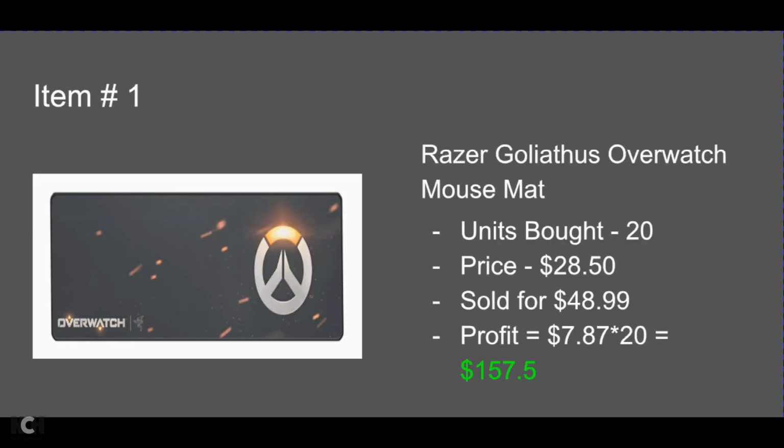So the first product I sold was this Razer Overwatch mouse mat and I bought 20 units of it at $28.50 per unit. This item did not have a sales rank and there was not a lot of competition selling it. I think there was only one other FBA seller selling it, but they had 5 units in stock, so I decided to test it out and see how well it's gonna sell.